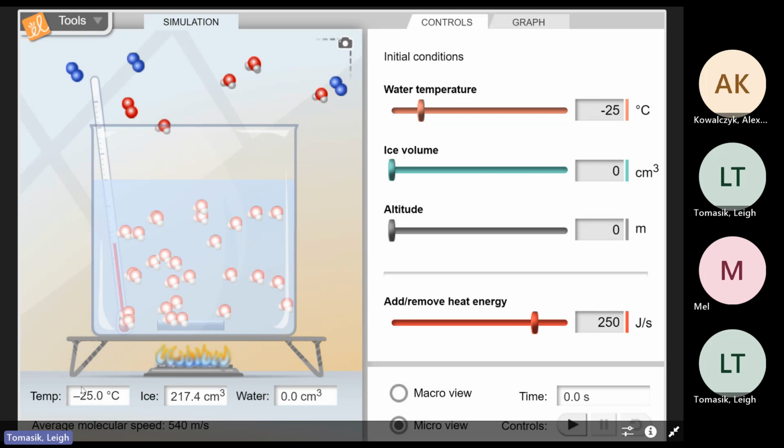Then the temperature will hold at 0, and this ice will change to water, and the temperature will not increase again until all of the ice is melted, right? So if you have a thermometer, you can have a setup like this at home. It doesn't have to be over a flame, right? It just speeds it up if it's over a flame.